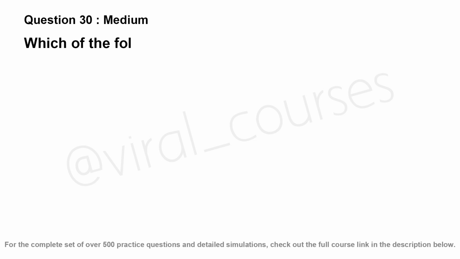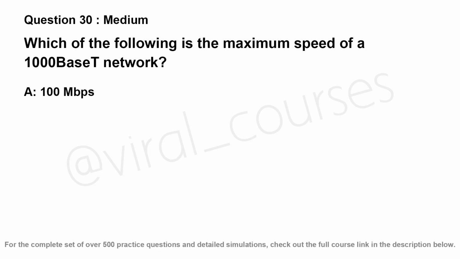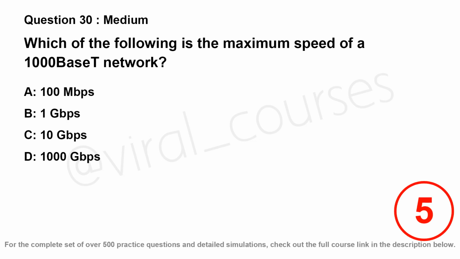Which of the following is the maximum speed of a 1000BASE-T network? Option A, 100 megabits per second. Option B, 1 gigabit per second. Option C, 10 gigabits per second. Option D, 1000 gigabits per second.